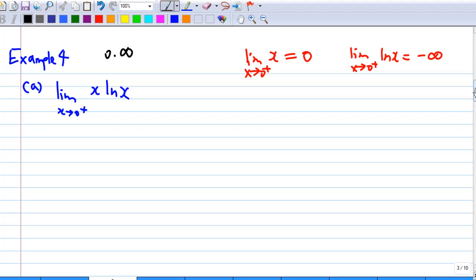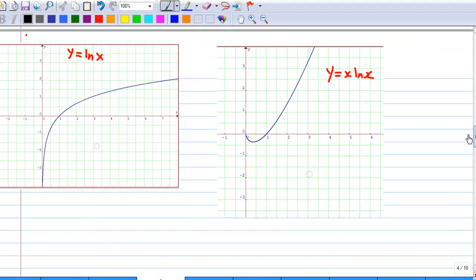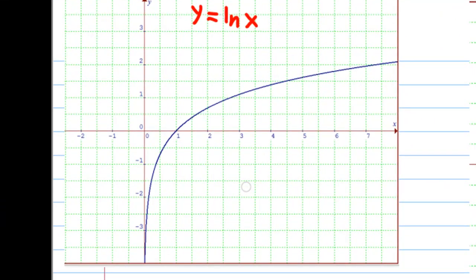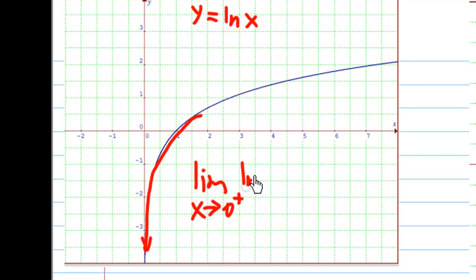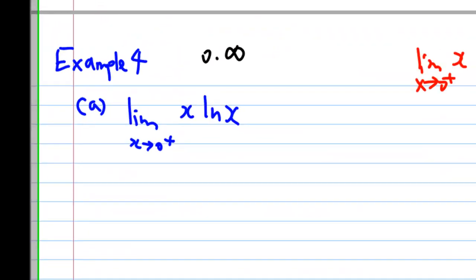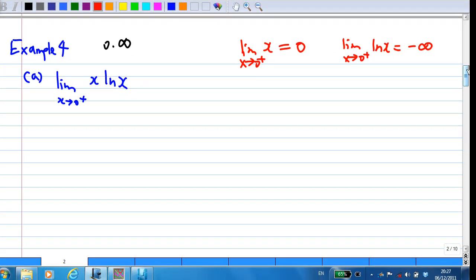If you have forgotten what the graph of ln x looks like, here is the graph of y equal to ln x. You notice that when x approaches 0 from the right, y goes towards minus infinity. That's why when x approaches 0 from the right, ln x approaches minus infinity. So the expression is an indeterminate form, 0 times infinity.